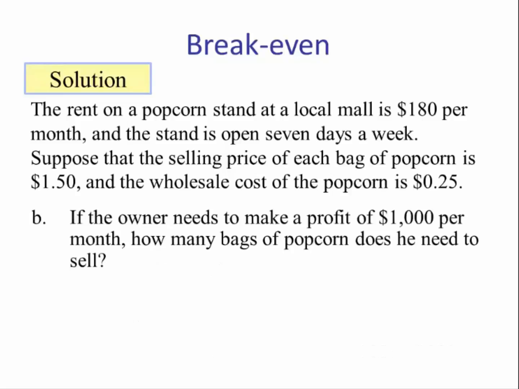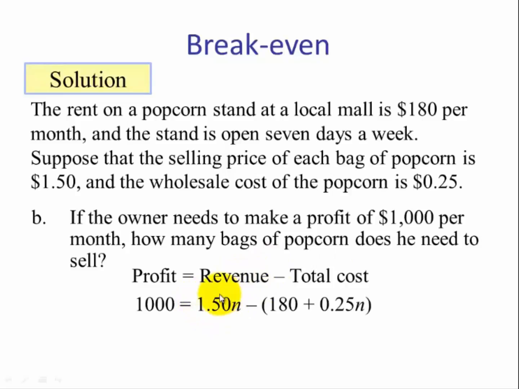B. If the owner needs to make $1,000 in profit, we use our formula. We substitute 1,000 in for profit. Our revenue is 1.5 times N, and then we're going to subtract the total cost, which is our fixed cost plus our variable costs. Now you have to keep in mind you're subtracting this whole expression. So the next step, I would distribute this negative. So we now have 1,000 equals 1.5 times N minus 180 minus 0.25 times N.